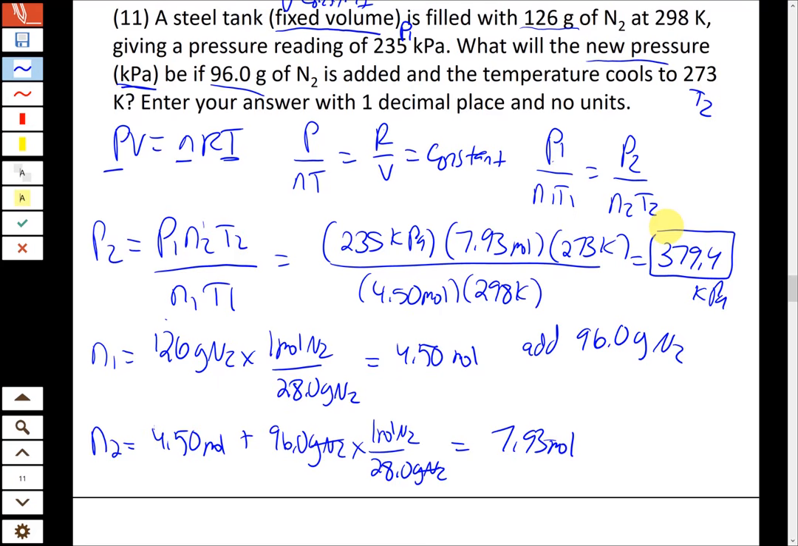The pressure does go up. We added more gas. We also cooled it down. Those work against each other, but in the end we expect the pressure to be higher than what it started as. All right, any questions on that?